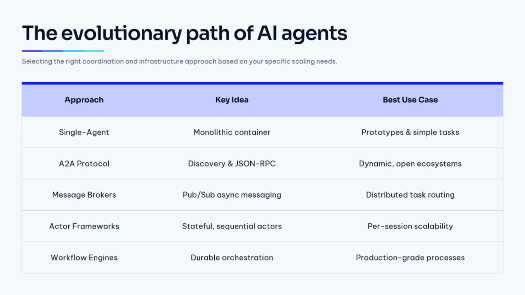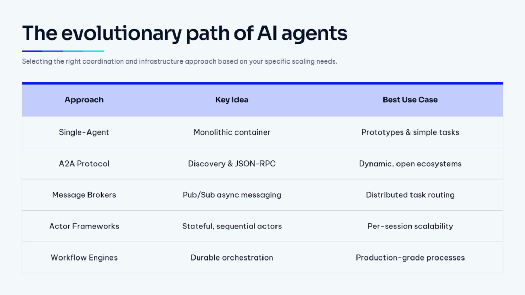So the evolutionary part of AI agents: selecting the right agent coordination and infrastructure approach based on your specific scaling need. So approach, key idea, best use case. Single agent, use a single agent for a monolithic container. Best use cases are prototyping and simple tasks like chat assistant, meeting assistant, and so on. Agent-to-agent protocol, used for discovery and JSON RPC. Then the best use case is for dynamic and open ecosystems.